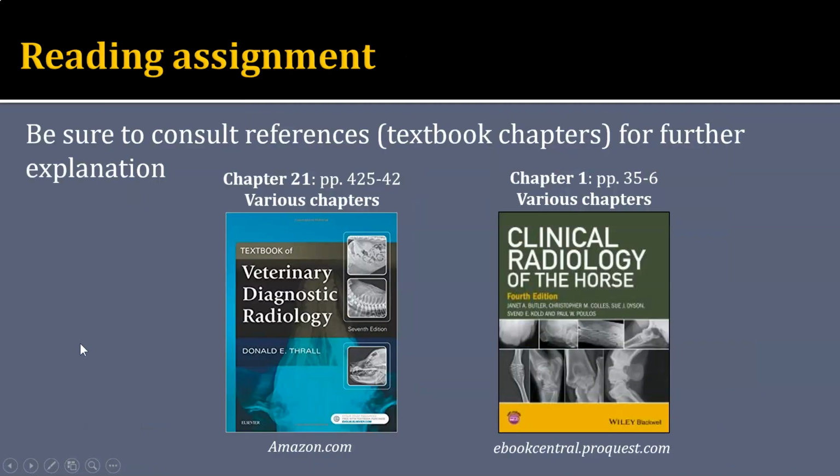Be sure to look in the textbooks, in the chapters, and in the index to look for additional information regarding the disorders that we talked about and some additional examples.